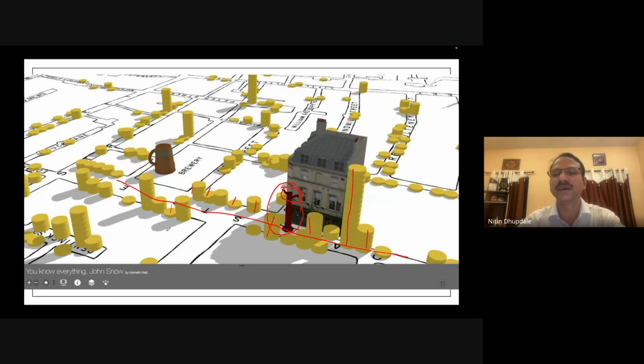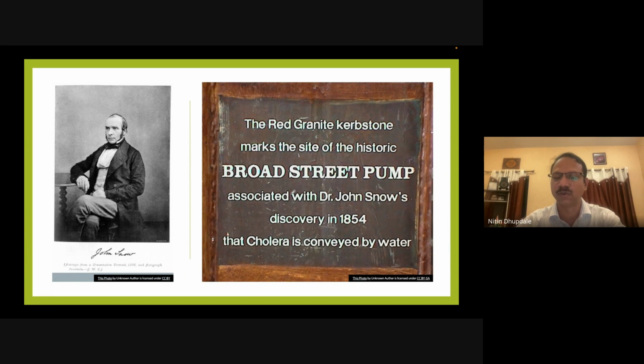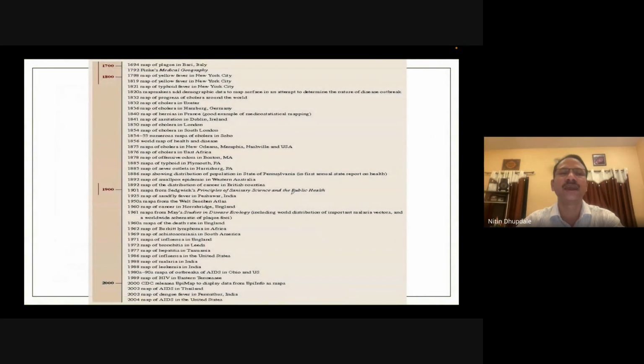So this is the 3D GIS depiction of the same John Snow's maps. So he is Dr. John Snow, and a plaque is there in memory of the hard work he did, and how he removed the handle of the pump, and it prevented many more deaths.